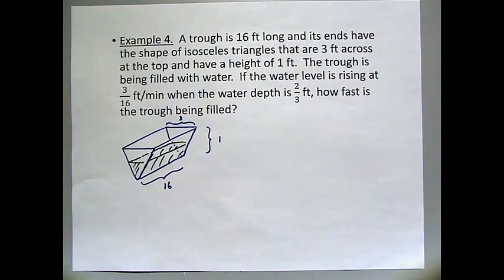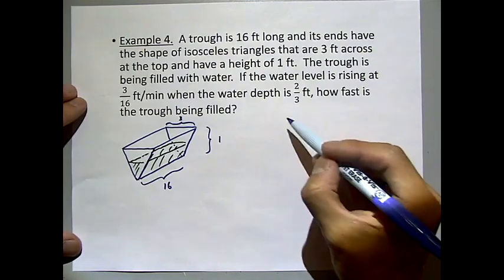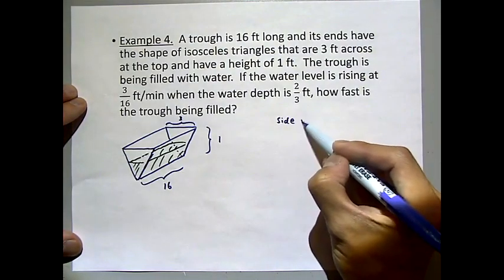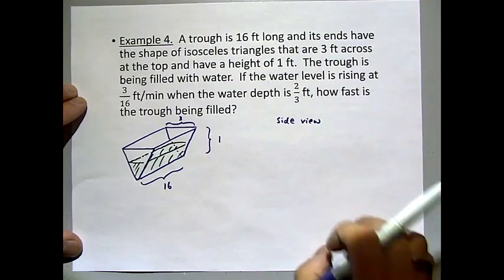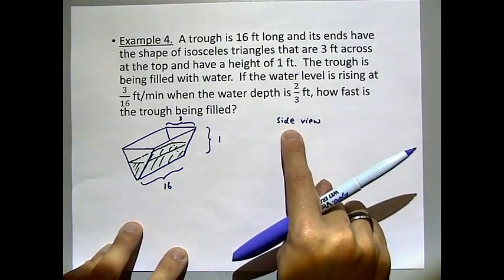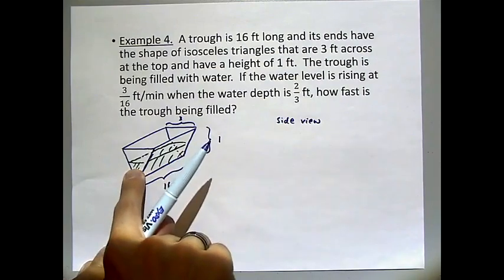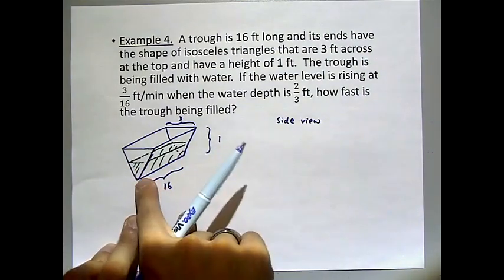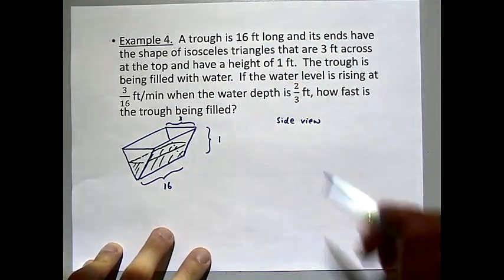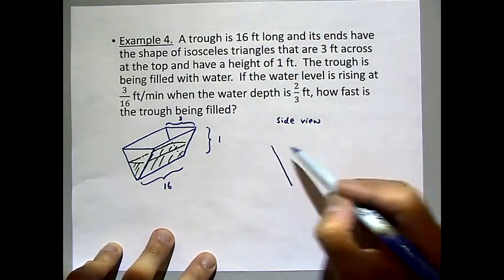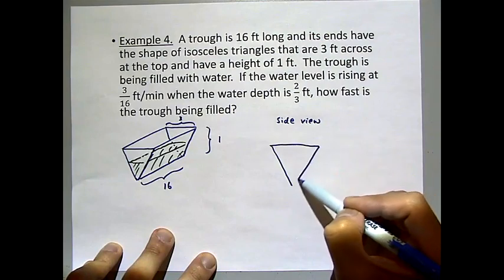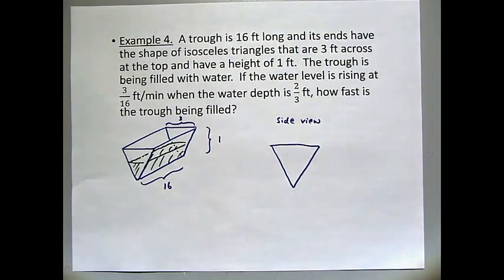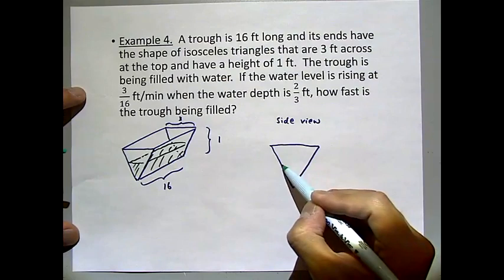If the water level is rising at 3/16 feet per minute when the water depth is 2/3 feet, how fast is the trough being filled? I want to sketch the view we would get if you were looking at this from the side, just looking at this with the depth into the slide here. We would see the isosceles triangle, of course, and then the water in here.